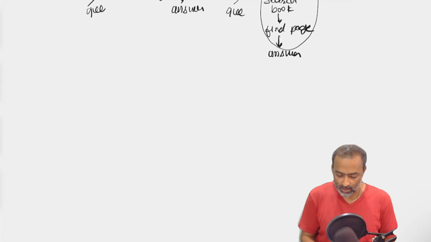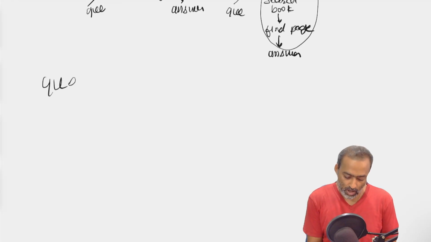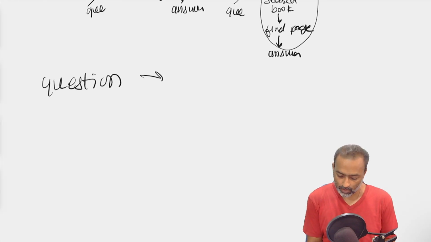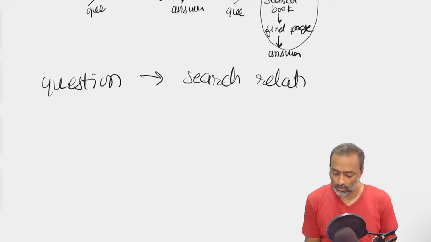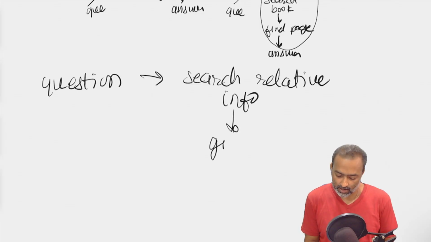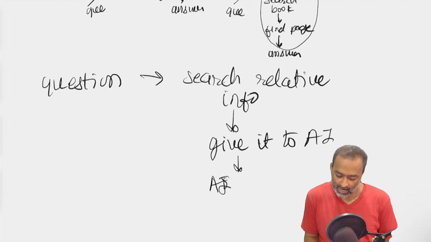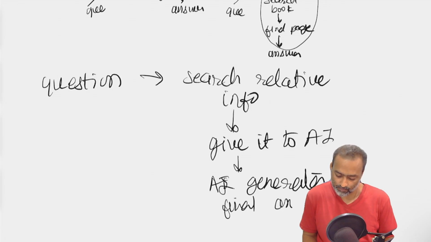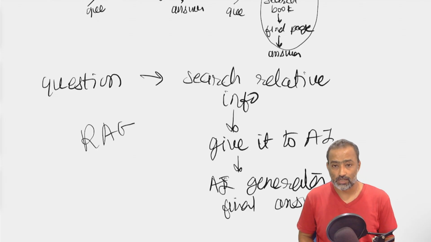So basically, that means you have a question, first search relevant information, then give it to AI, and AI generates the final answer. This system is a RAG system.